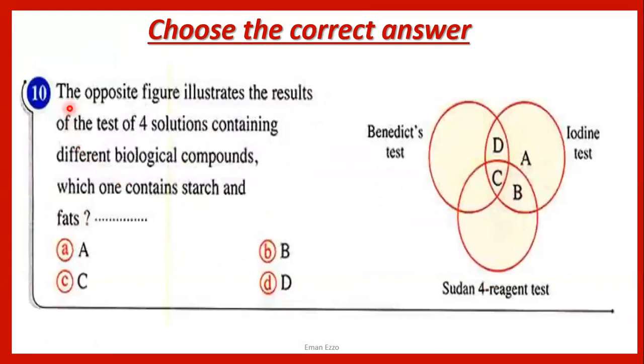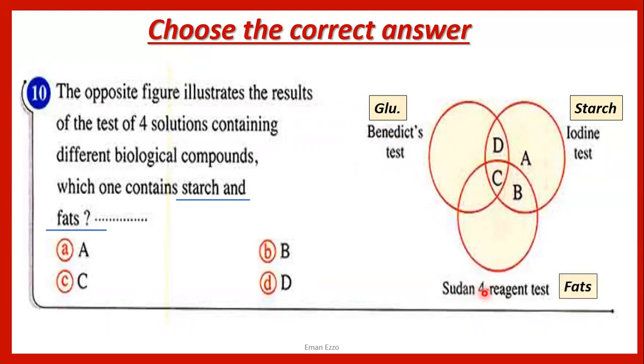The last question says: the opposite figure illustrates the results of the test of 4 solutions containing different biological compounds. Which one contains starch and fats? Here it asks which of these components contains starch and fats. Let's look at the tests we used. The iodine test we use to test for starch. Benedict's test we use to test for glucose. Sudan 4 reagent we use to test for fats or lipids.